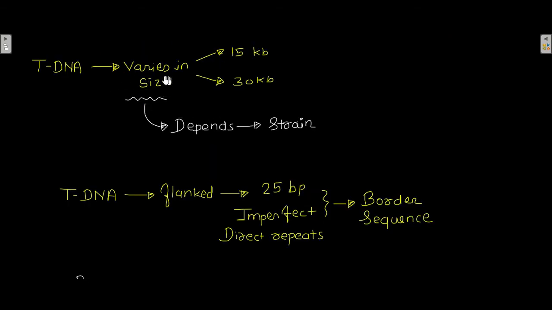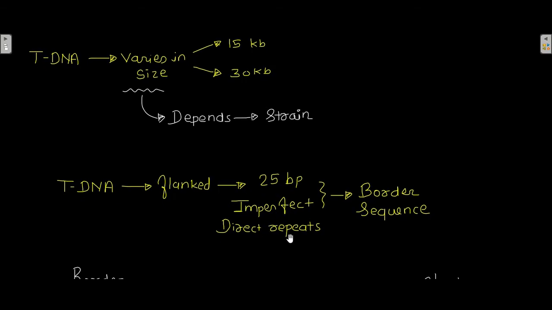The size of the tDNA varies from 15 kb to 30 kb, and it depends on which strain you are using. If the strain changes, then the size of the tDNA might also change. This tDNA is flanked by 25 base pair imperfect direct repeats that are known as border sequences. Their size is 25 base pairs and they are imperfect direct repeats.